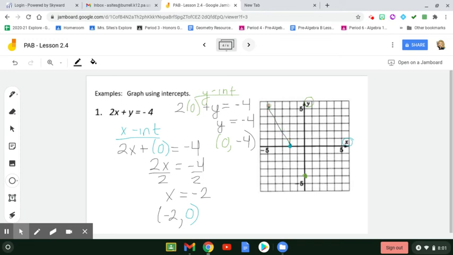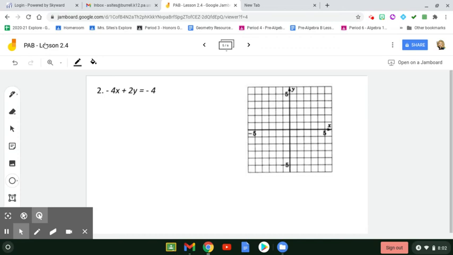So there's my line, extending it as far as I possibly can, but those are the same 2 points. Now, I could technically solve this thing for y, and I could use slope-intercept form to confirm that I have the right answer, but you still would find that you have the same exact answer. All right, so let's try another one.